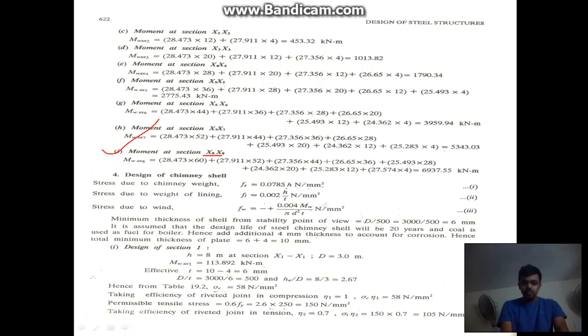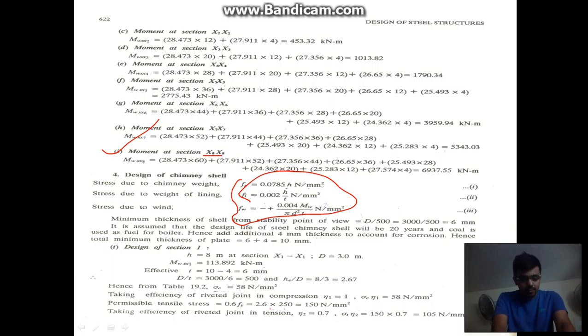Now the next is to design a chimney shell. We'll calculate the stresses due to the self weight of the chimney, due to the weight of the lining, and as well as the weight of the vent. So here Fx is given in terms of H. It's a formula which you need to take into consideration. From that, we have calculated the various stresses which will be acting, and from that, we have the maximum values.